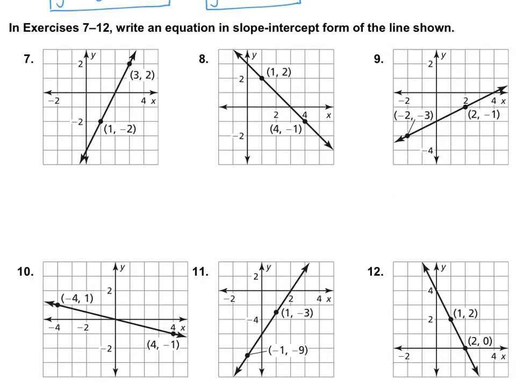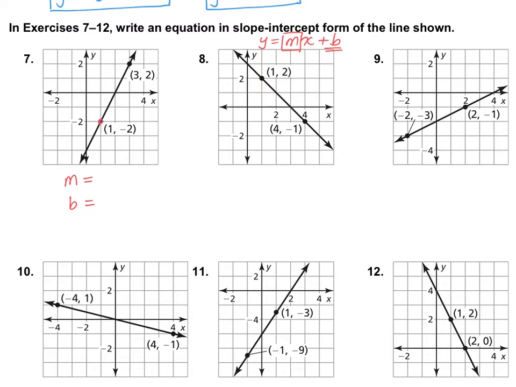In exercises 7 through 12, we want to write an equation in slope-intercept form of the line that's shown. So slope-intercept form, remember, is y equals mx plus b, where m is your slope and b is your y-intercept. So the first thing I'm going to do on number 7 is to find my m, and then I'm going to find my b, and then I'm going to put that information into my equation.